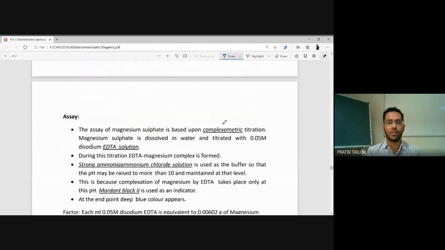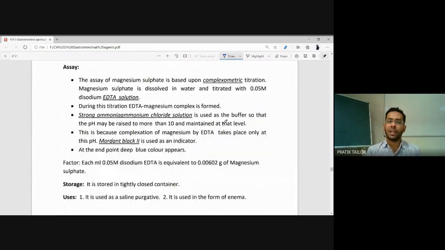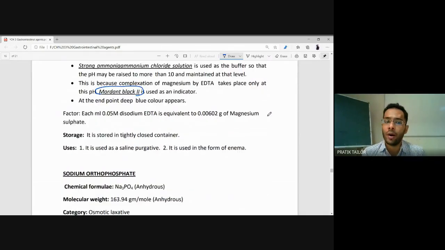If you look at the assay procedure for this, magnesium sulfate is titrated by complexometric titration. It reacts with disodium EDTA solution, so magnesium makes a complex with this. You use ammonia and ammonium chloride for alkalizing the pH, and we titrate using mordant black 2 as an indicator. Finally, from the factor, you calculate the amount of magnesium sulfate. It is used mainly as a saline purgative.